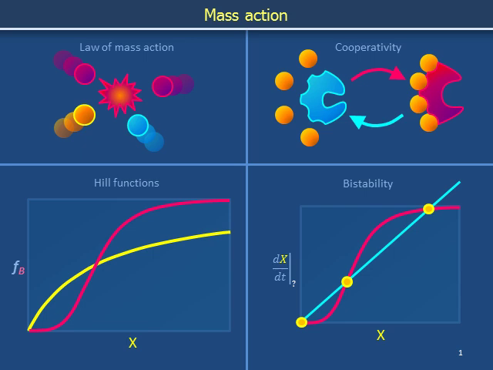involving multiple reactants. In this set of videos, we will derive the law of mass action by viewing chemical reactions in terms of molecular collisions. We will use the law of mass action to describe cooperative binding, which can be parameterized using Hill functions. We will then show how cooperative binding can lead to bistability in protein levels in a cell.